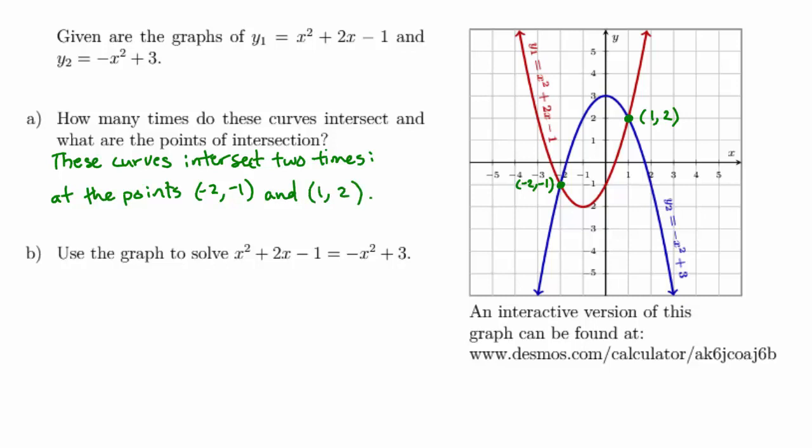So the next thing we're going to do is use the graph to solve x squared plus 2x minus 1 equals negative x squared plus 3. Notice that this is an equation and it only has the variable x. We've used these two equations in two variables to find where these intersect, but our solution is going to be a value of x because this is an equation just containing x. So the x values that make this equation true will be our solutions.